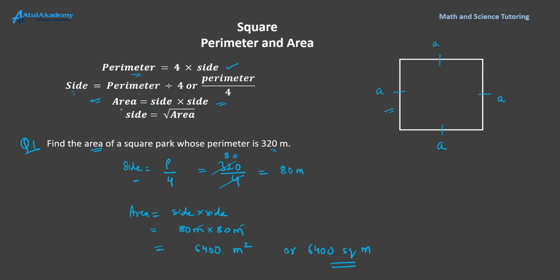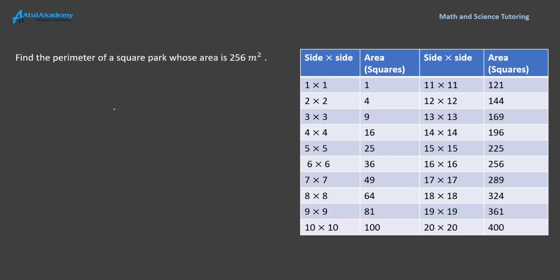For the next question, I have written this formula over here. So I'll be using it. Here the question says, find the perimeter of a square park whose area is 256 meters square. Now the area is given. How will I get the side? Some students just divide area also by 4 to get the side. You don't have to do like that. Here, I have written some perfect square numbers.